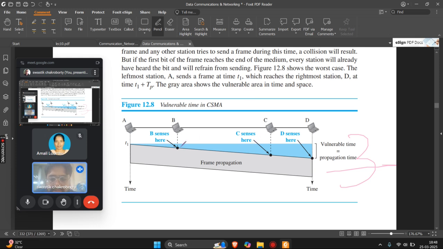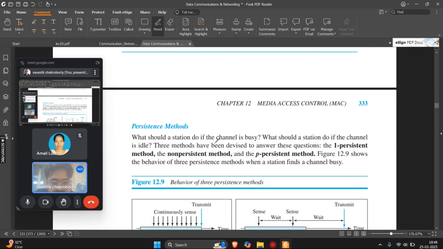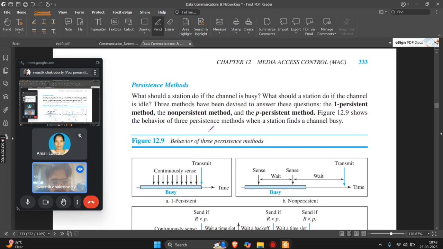Yeah, so as I was saying, the vulnerable time is the propagation time for CSMA. Now, what will the station do if the channel is busy? What will the sender do? It will wait. But this waiting is done scientifically, and this waiting method is called the persistence method. So there is the one-persistent method, the non-persistent method, and the p-persistent method.